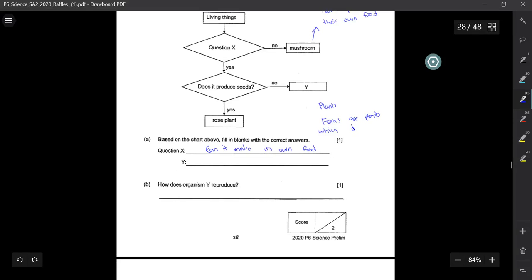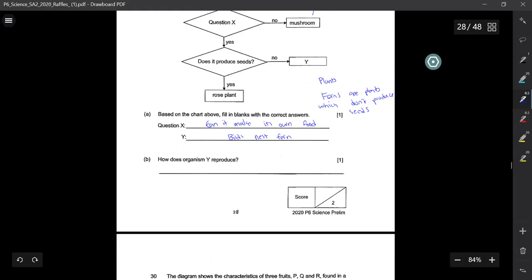which don't produce seeds. I'm not sure whether I said it correctly there, but yes, ferns are plants which don't produce seeds. So it produces its own food, yes, but it doesn't produce seeds. So Y would be a type of fern. It can be any type of fern, and one of them would be a bird's nest fern. And that'll be an answer.